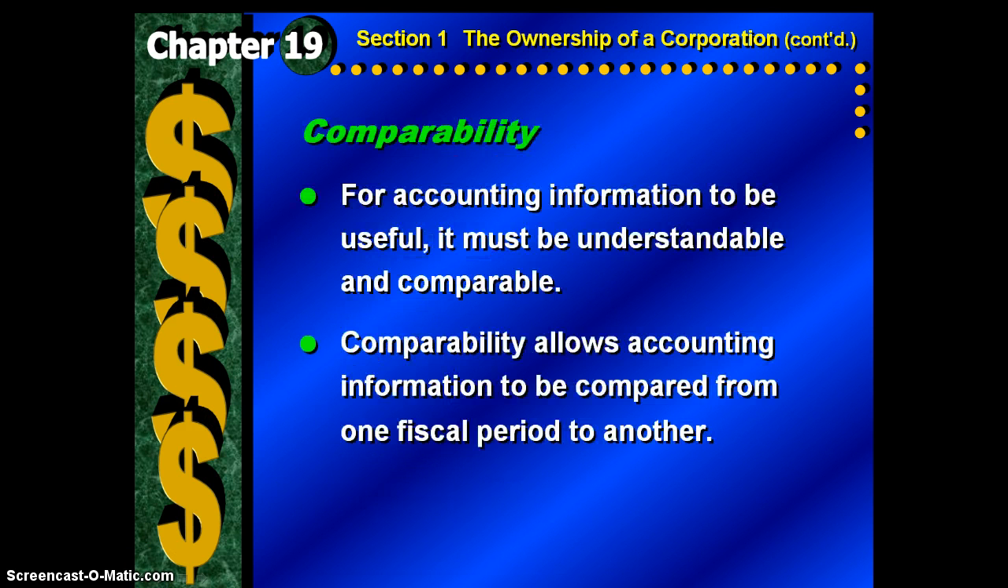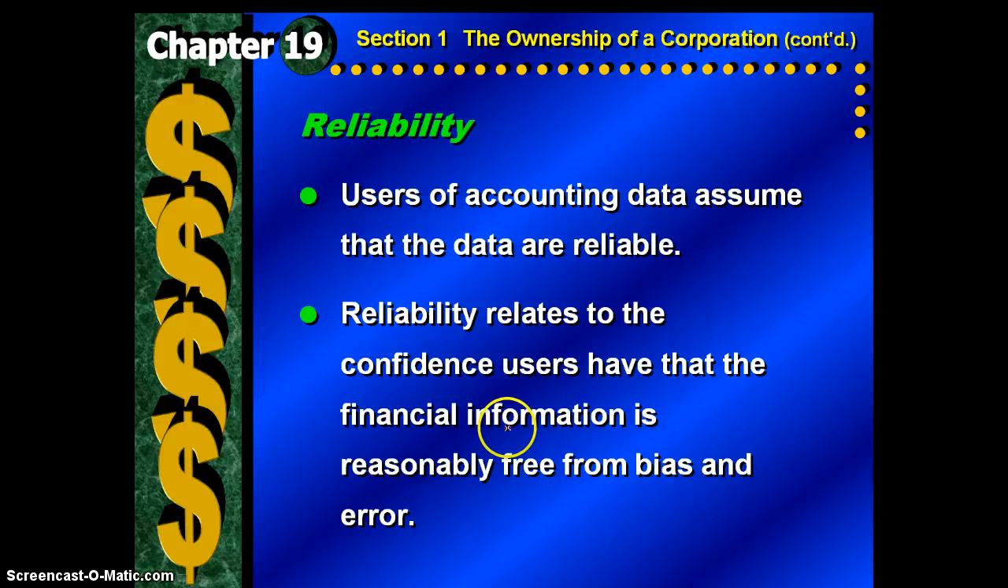Let's talk about these 5 characteristics, starting with comparability. For accounting information to be useful, it must be understandable and comparable. Comparability allows accounting information to be compared from one fiscal period to another, essentially the matching principle that you learned in Chapter 8 of Accounting 1. Next, you have reliability. Users of accounting data assume that the data is reliable. That is your responsibility as a professional in the accounting field. Reliability relates to the confidence that users have that the financial information is reasonably free from bias and error.